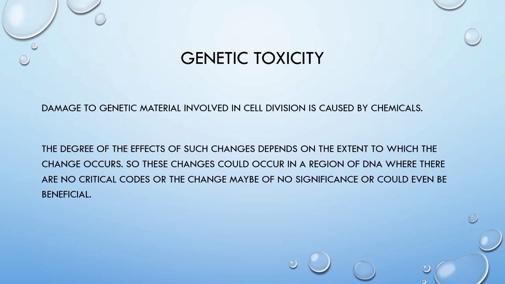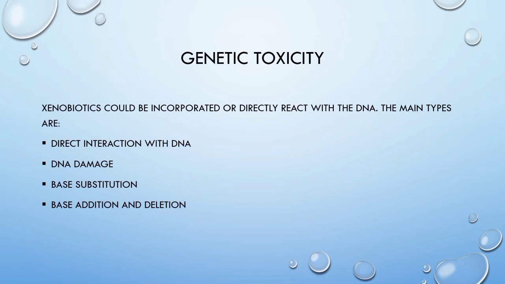Now, once these chemicals have access to the nucleus, they can interact with the DNA in a variety of ways, thereby causing chemical changes in the DNA. These chemicals can be incorporated into or directly react with the DNA, and they do this by direct interaction with the DNA, DNA damage, base substitution, and base addition and deletion. But for this video, we'll be talking about just the first two: direct interaction with DNA and DNA damage. So yeah, let's get into it.